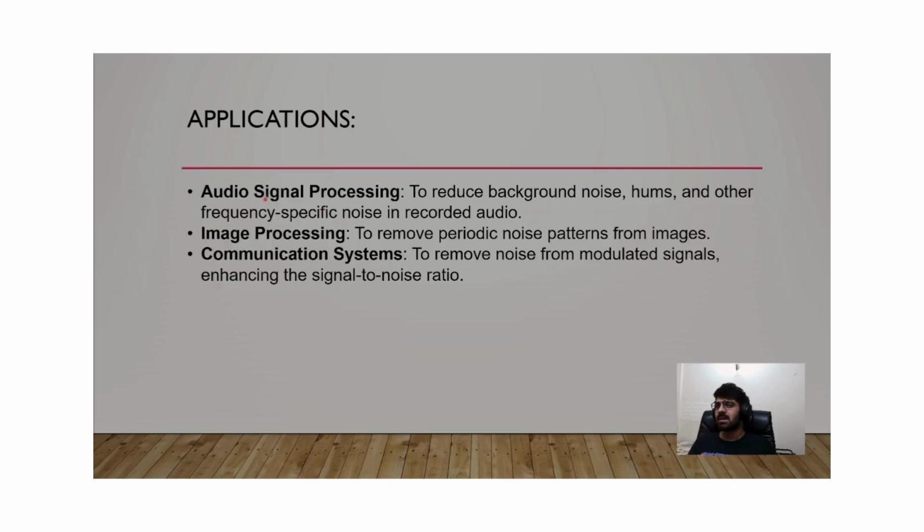Here are some applications. DFT is used in audio signal processing to reduce background noise, hums, and other frequency-specific noise in recorded audio. In audio signal processing, our noise is basically just low frequency noise, so we can just apply a high pass filter or a threshold filter and remove the noise from the signal. In image processing, DFT can be used to remove periodic noise patterns from images. In communication systems, it removes noise from modulated signals and enhances the signal to noise ratio.